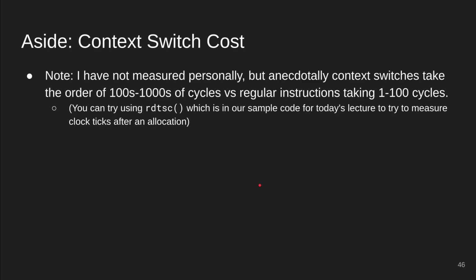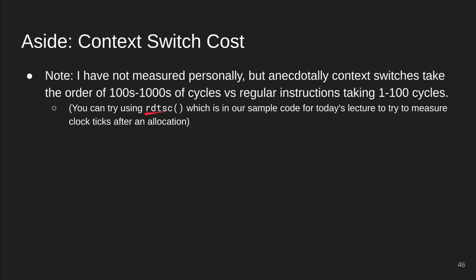So how much is this slowing things down? I haven't measured personally. Maybe I should find a way to do a good measurement. I mean, we could simulate this. But context switches take on the order of hundreds to thousands of cycles, just to do that switch. Where executing a regular instruction, especially a simple one, is like 1 to 100 cycles, even for the most complex one. So you're already roughly 10 times slower in the average case, every time you have to do that.